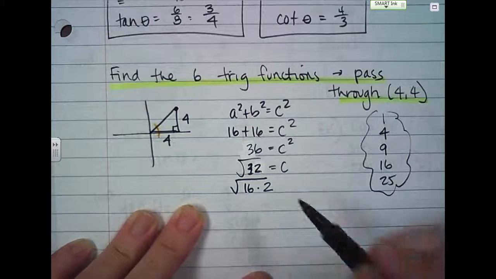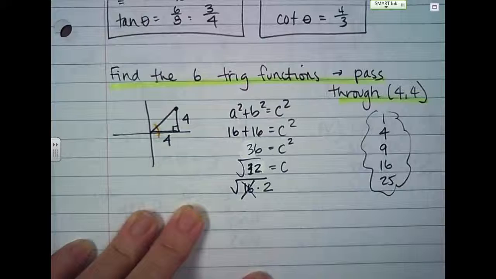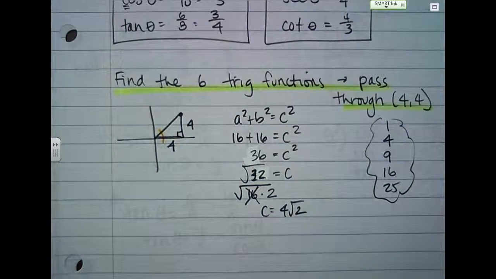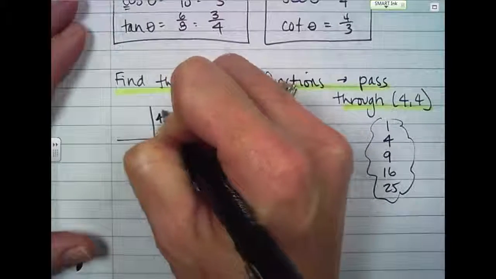Right? So what is the square root of 16? 4. Excellent. So C is 4 root 2. Nice and ugly. It's okay though. It's alright, because that's the right answer. We'll take it. So put 4 root 2 here.